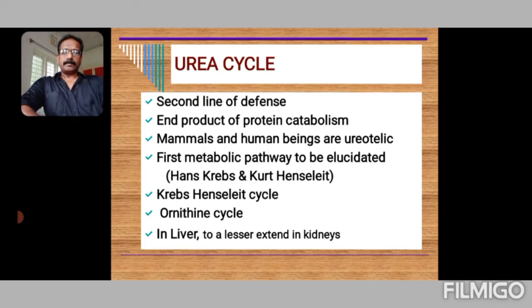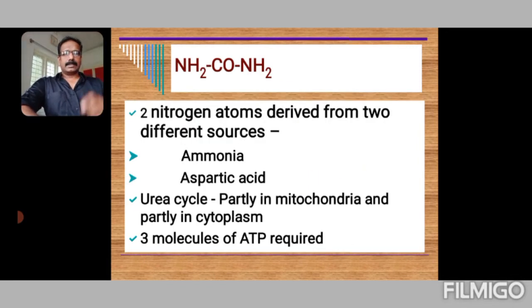Now, the structure of urea goes like this. It is NH2, C double bond O, NH2. There are two nitrogens and one carbon. One nitrogen actually comes from ammonia itself, which is released in the mitochondrial matrix. That may be released from glutamine or by oxidative deamination in the liver itself. The other nitrogen comes from aspartic acid, which we will see in a moment. The carbon reaches urea from carbon dioxide or bicarbonate. The urea cycle takes place partly in mitochondria and partly in cytoplasm, and we will see in a moment how much ATP is used, the stoichiometry of the urea cycle.